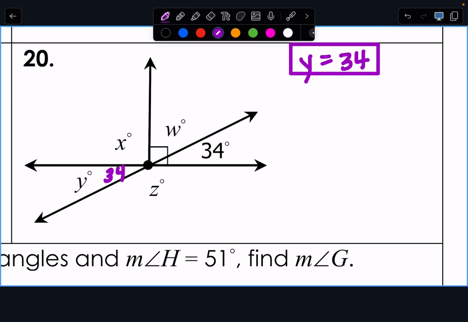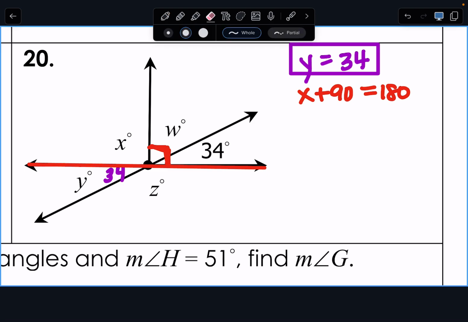There's another one that doesn't take a whole lot of work. I'm not ready for Z. X. This is a box right here, meaning 90 degrees. This is making a straight line, right? So we know that X and 90 are going to add up to be 180. Well, what does that mean X is? 90 plus what equals 180? 90.